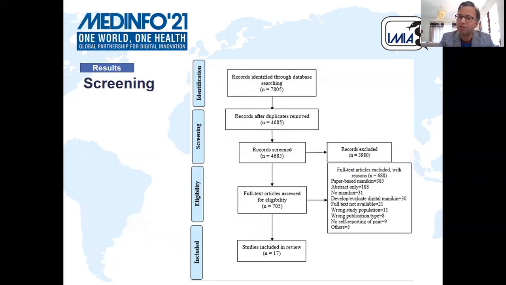And an important reason was that most of them, about 385, you can say half of them, were paper-based mannequins. And you can also see that there are 30 papers that were excluded because digital mannequins were used, but they are still under development or evaluation. So they are still not used for data collection.